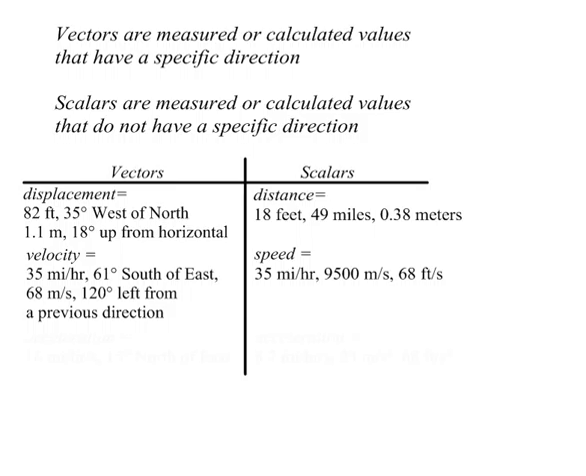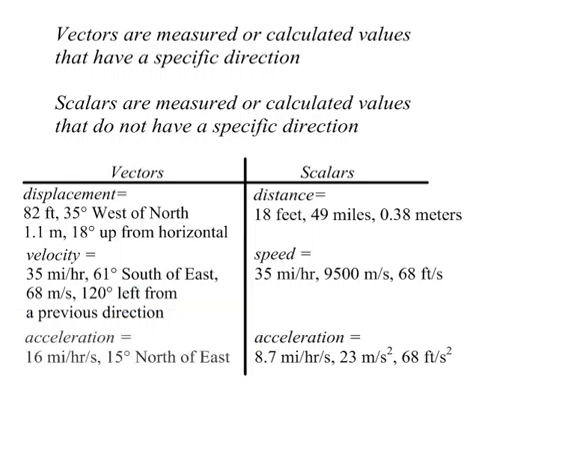Now, there is no special word for acceleration if it's a scalar, but you can still tell when an acceleration is a scalar or a vector by looking for the direction. An acceleration of 8.7 miles per hour per second, or 23 meters per second squared, is a scalar. It's not telling you which way this object is going, or which way this object is changing its speed. But 16 miles per hour per second, 15 degrees north of east, is telling you which way that object is being pushed or pulled, and how quickly it will change its speed as a result. So it's the issue of direction that separates a scalar from a vector quantity.